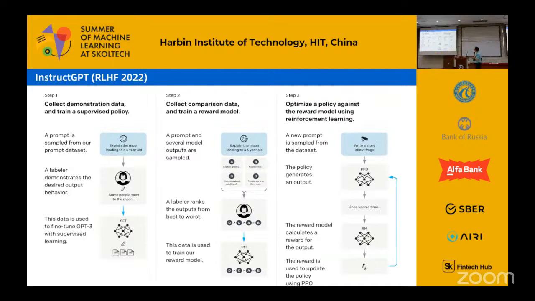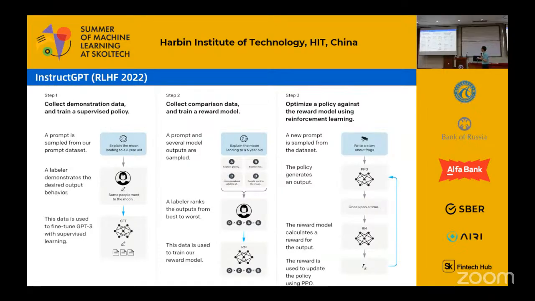Given the preference data, we can use the methods presented in previous slides to train the reward model. Then given this reward model, we can optimize the policy. That means we sample a new prompt from the data set, we use the policy to generate output, and we use the reward model to calculate a reward score for this output.